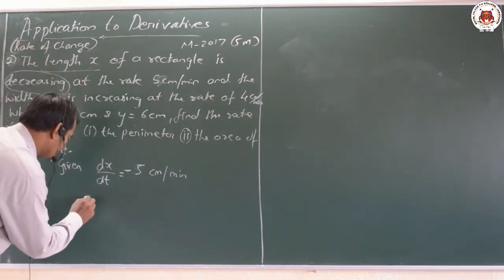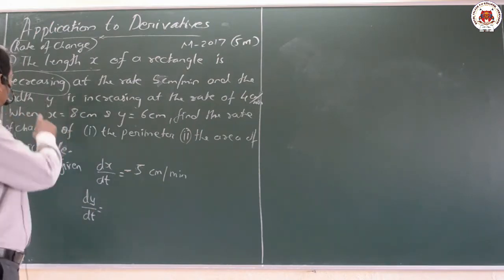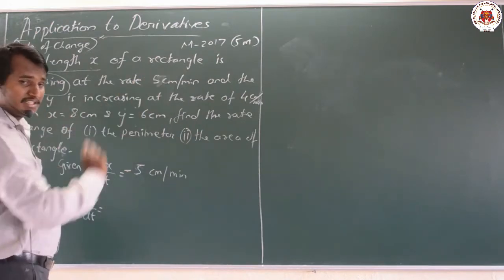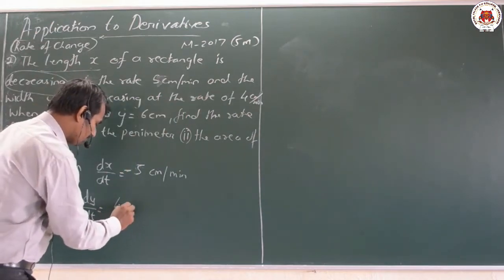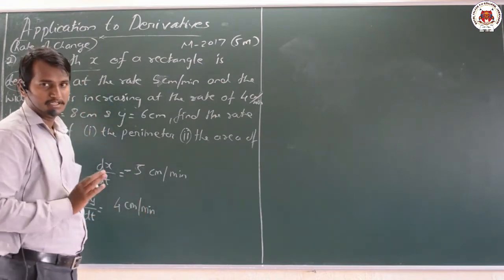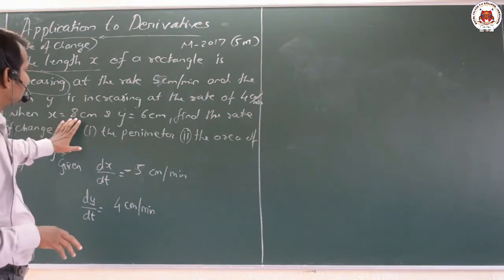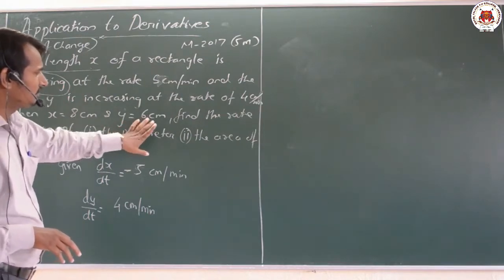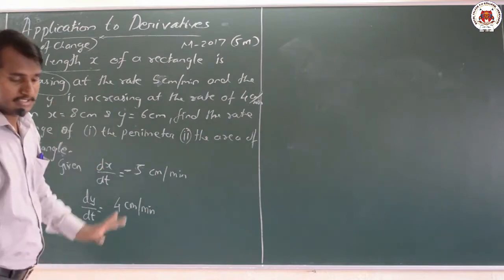Also given dy by dt, that means the width y is increasing. Increasing means obviously it is positive, increasing at the rate of 4 centimeter per minute. These are the given data. Now when x is equal to 8 and y is equal to 6 centimeter, find the rate of change of the perimeter. We shall discuss now.